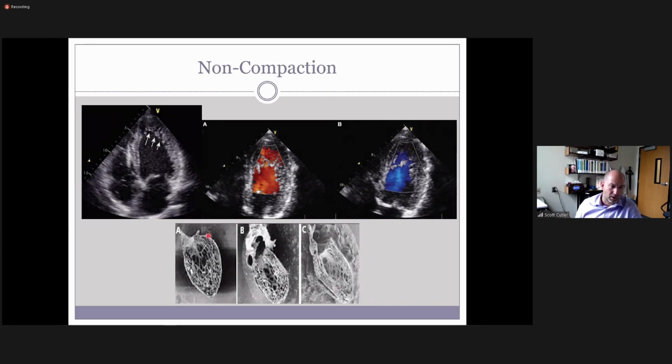Okay, and on the bottom here, you can see this is a pathology sample of what non-compaction looks like. So you can see all this honeycomb appearance, somewhat of a residual chamber there, somewhat of a chamber here, but you can see the blood would get into all these areas. Look how thin the actual wall that's compacted is.